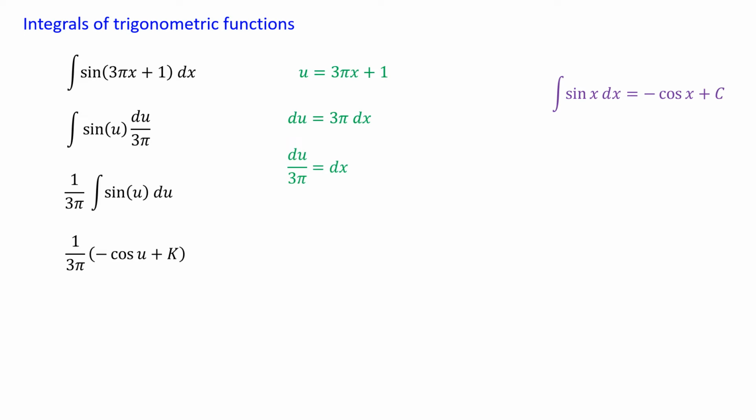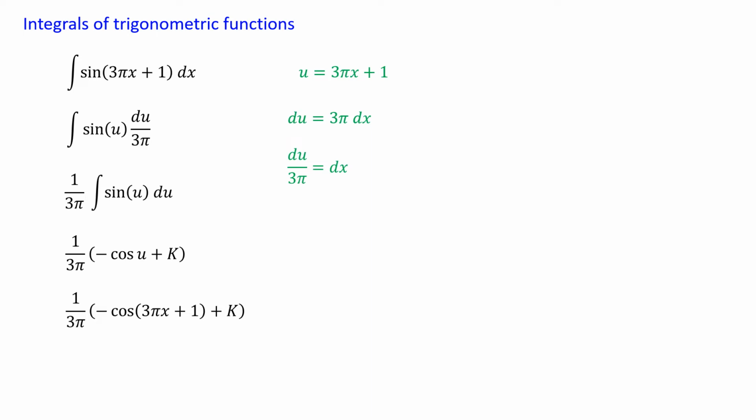Either which way, now that we've taken the antiderivative and have a function of u, remember to unsubstitute, or to replace back what u represented. U was a placeholder for 3 pi x plus 1, so I can now replace u with 3 pi x plus 1.